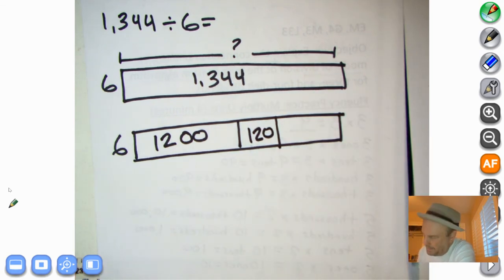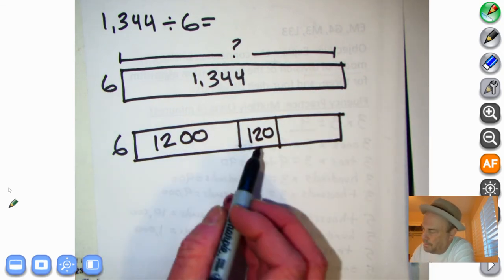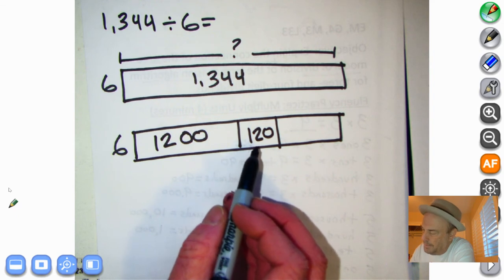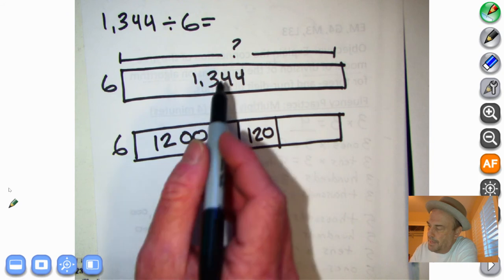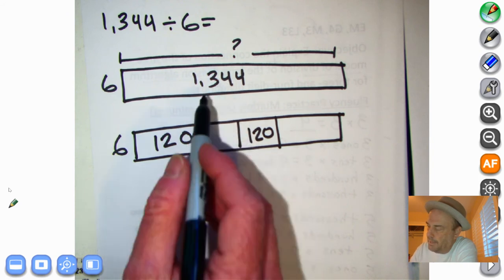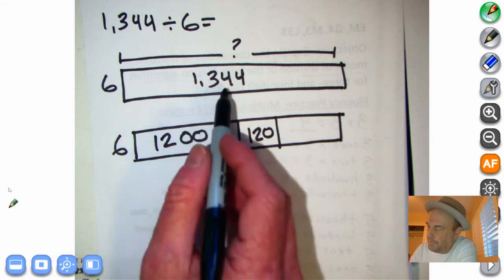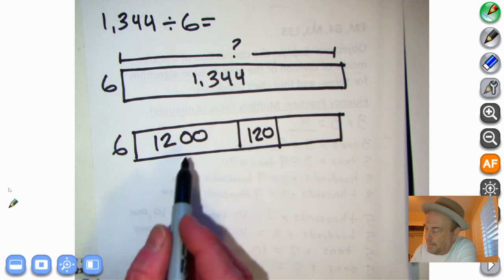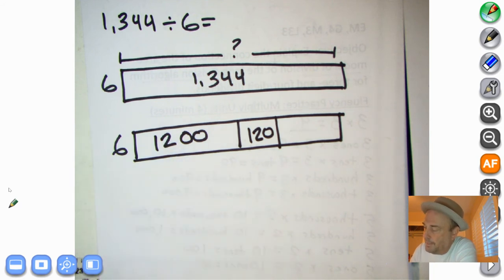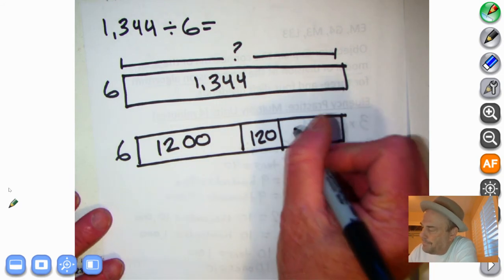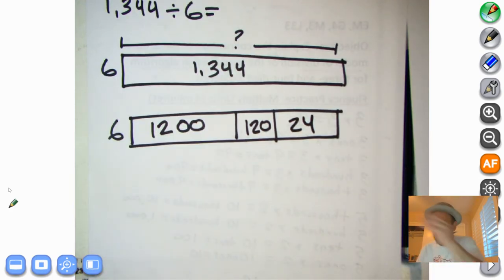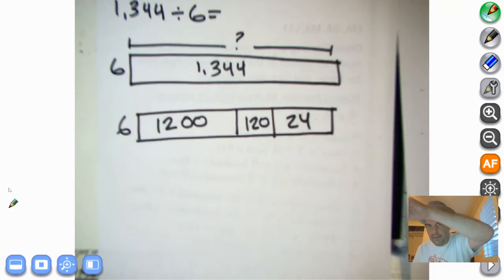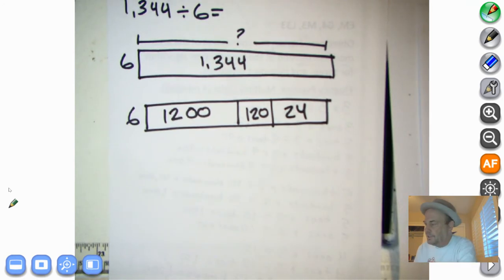Well, let's think about it. We have 1,200 plus 120. That would be 1,320. 1,344 minus 1,320. What would that equal? It would equal 24. I know I'm going kind of fast, but we're just relating this. We're going to relate it to the standard algorithm. And you'll see how it all works out.